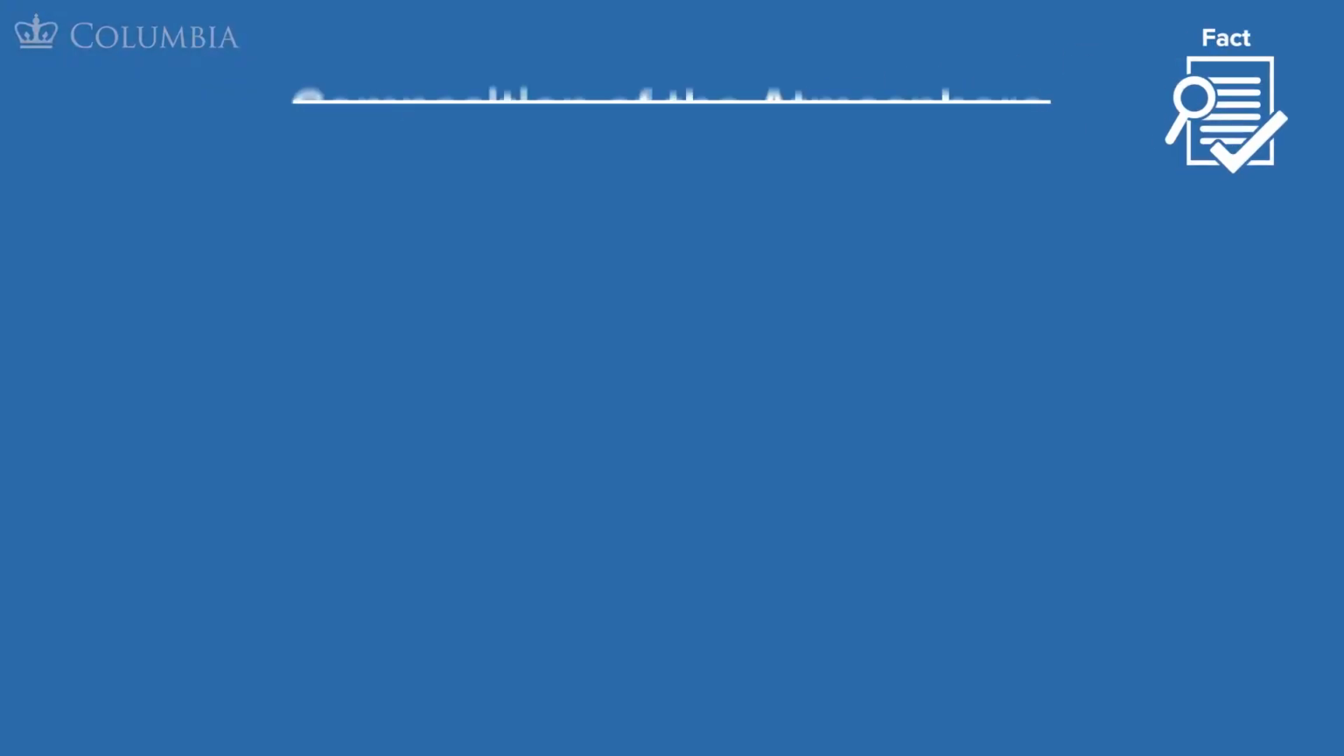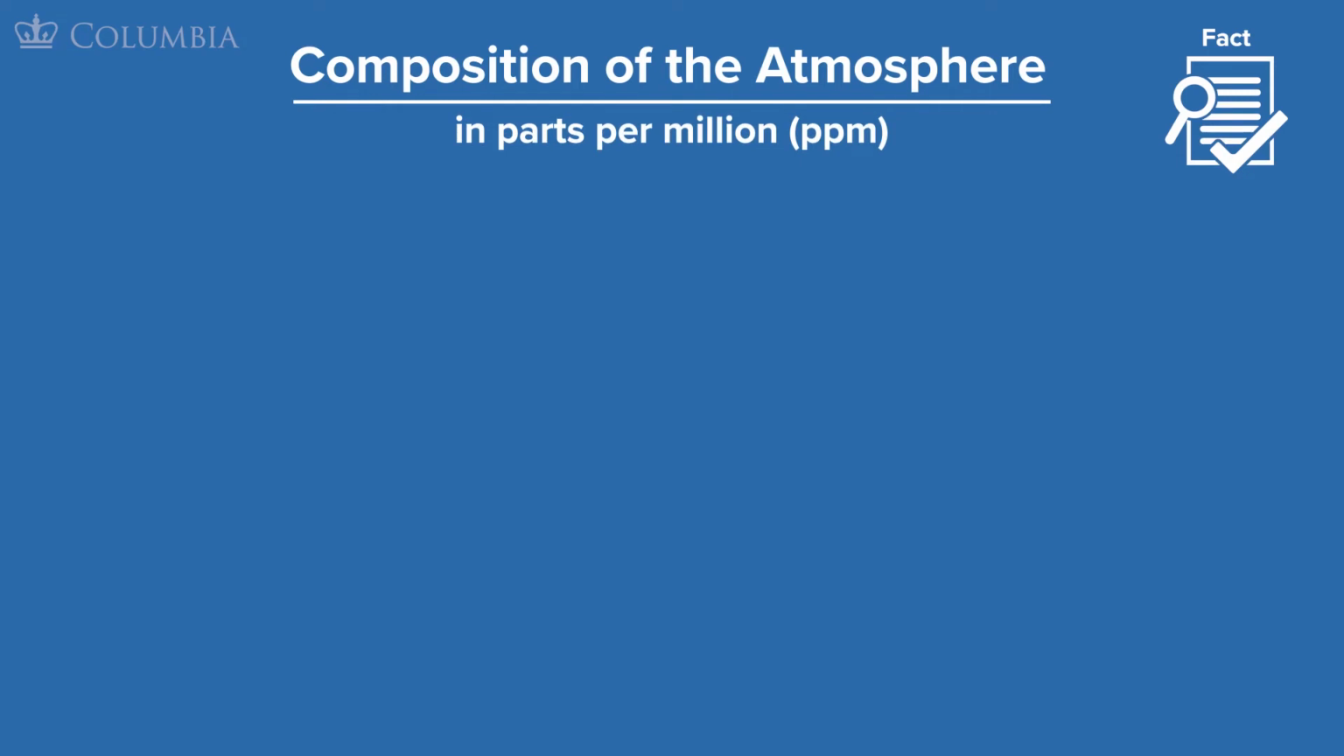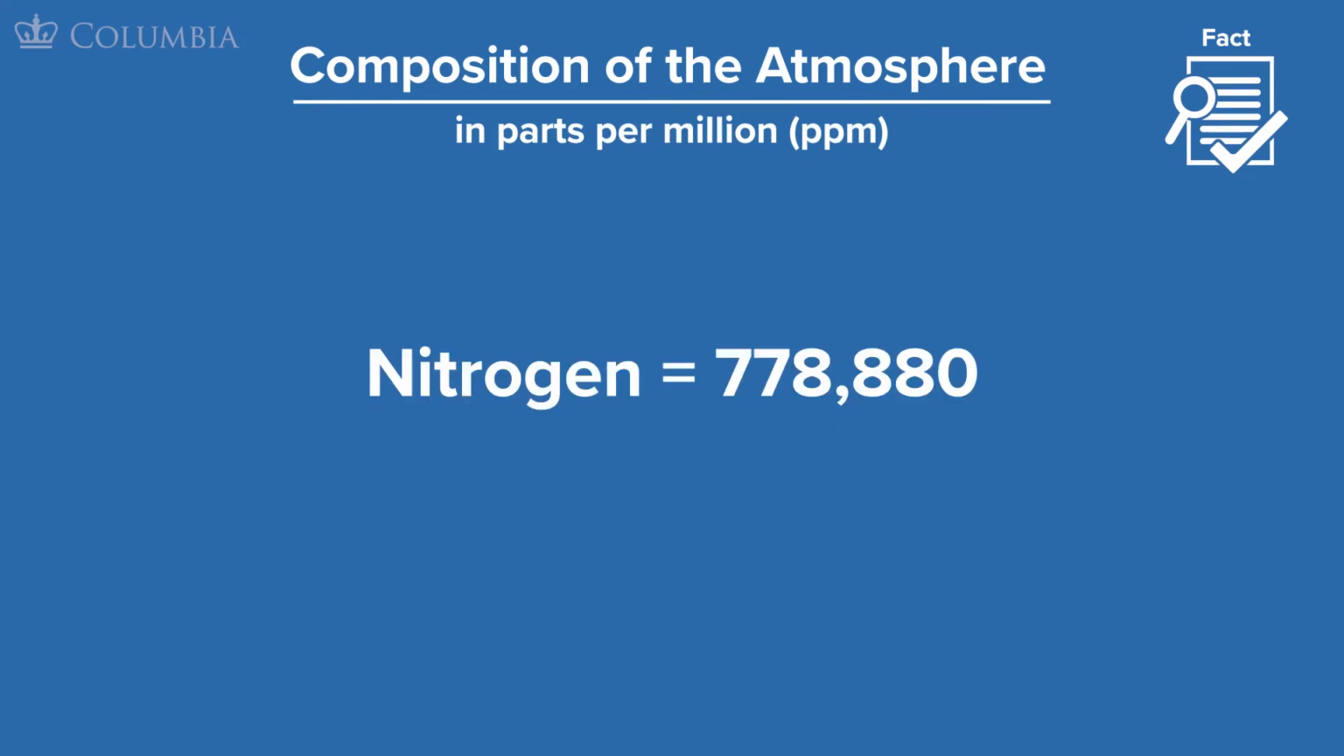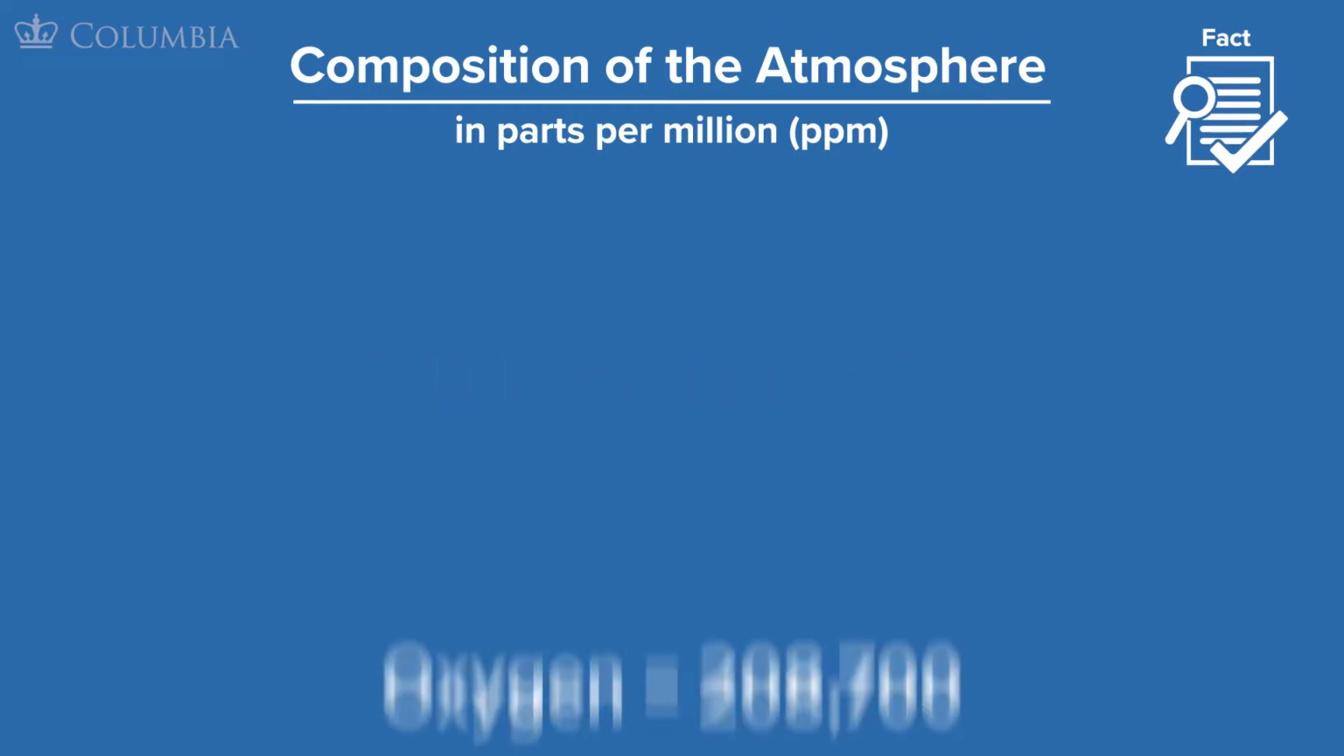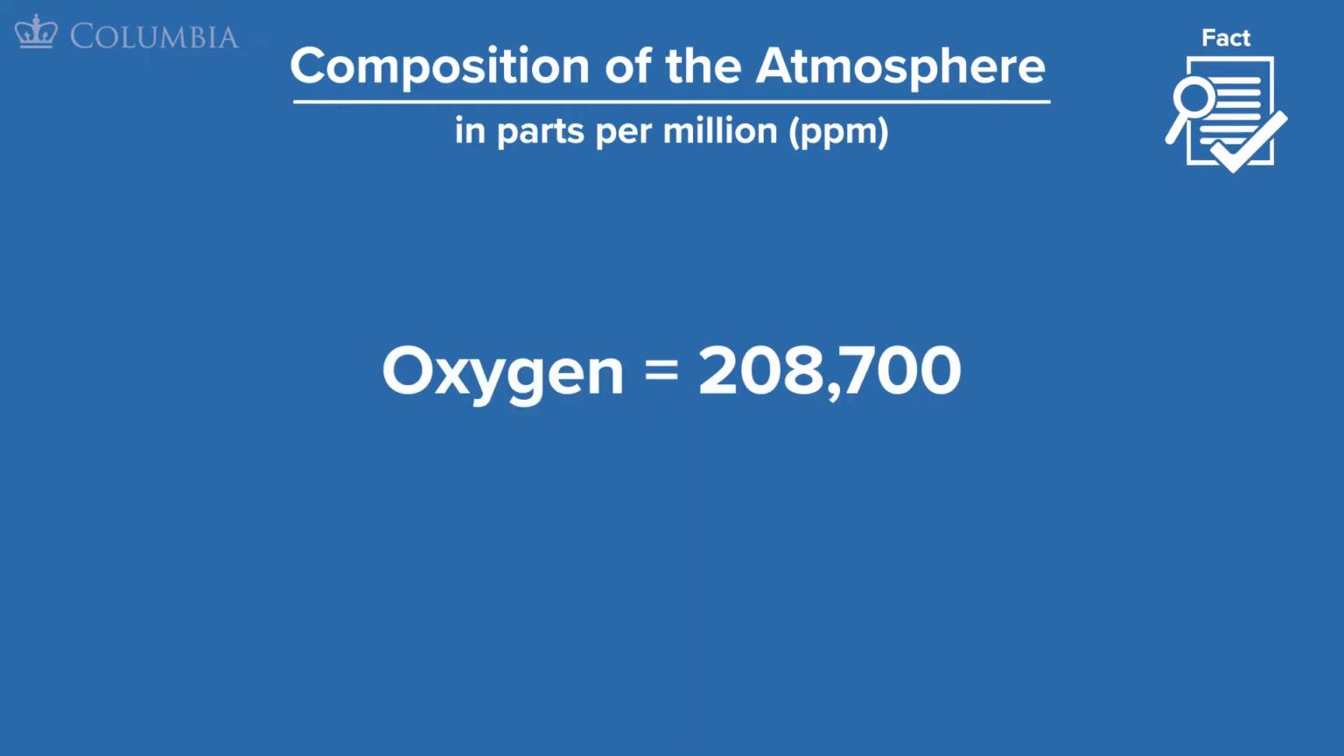If I took a thimbleful of air and put it into a machine that can sort molecules and atoms by type, and I have such a machine, and I took 1,000,000 molecules, I would find 778,880 or so are nitrogen molecules, 2 nitrogen atoms stuck together. They make up the dominant component of our atmosphere. Another 208,700 would be oxygen atoms, stuck together in an oxygen molecule. That's the stuff we breathe.